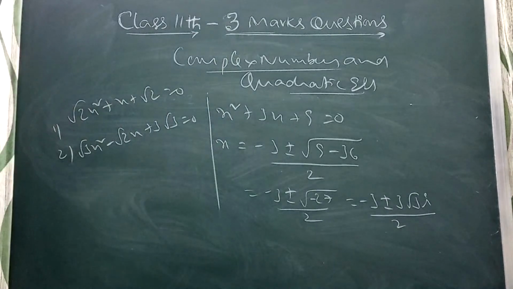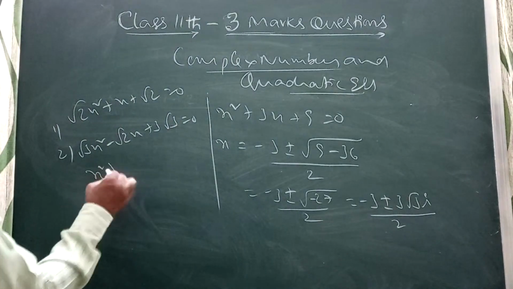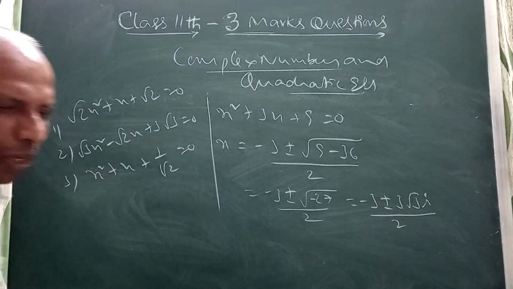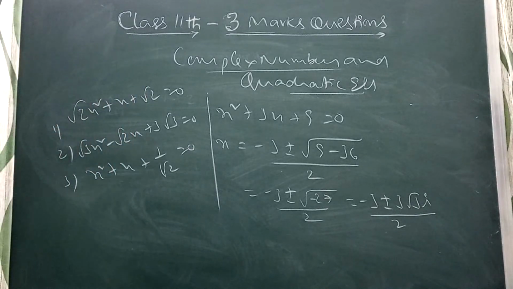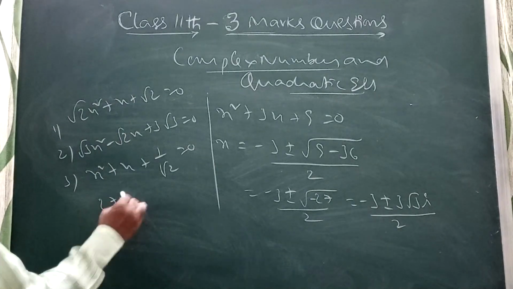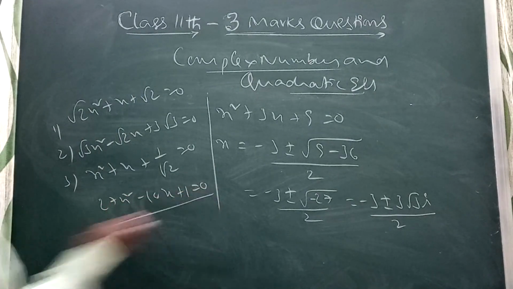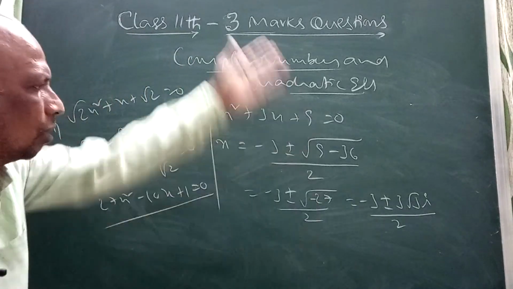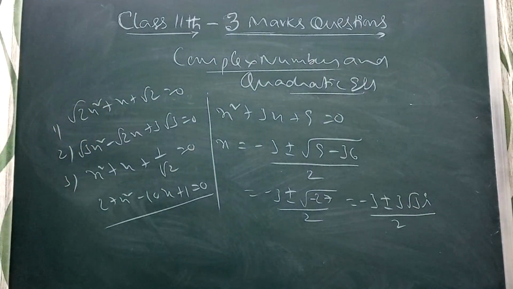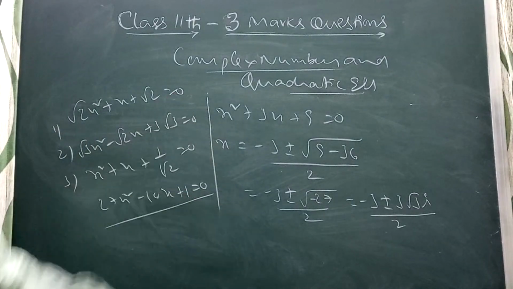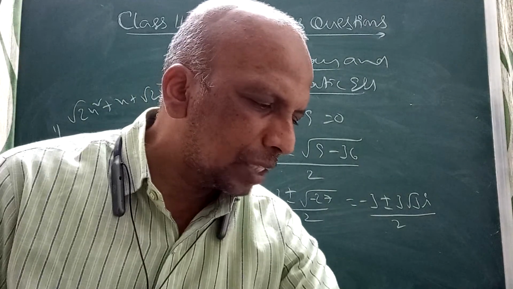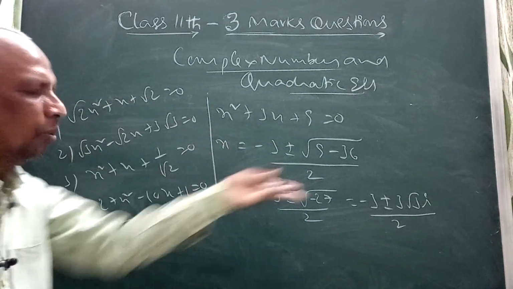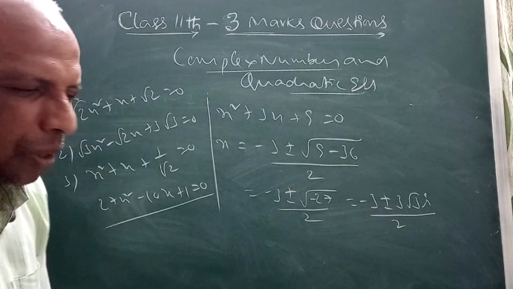You can solve this problem, or solve x square plus x plus 1 by root 2 equal to 0, or solve 27x square minus 10x plus 1 equal to 0. Same approach: if you are not able to find factors, use the formula to simplify. These are the problems they will ask. Solve the quadratic equation; I gave examples, so try to solve similar equations like this.